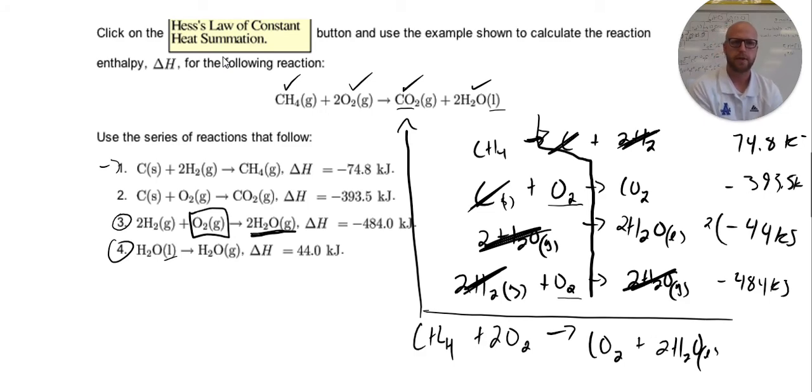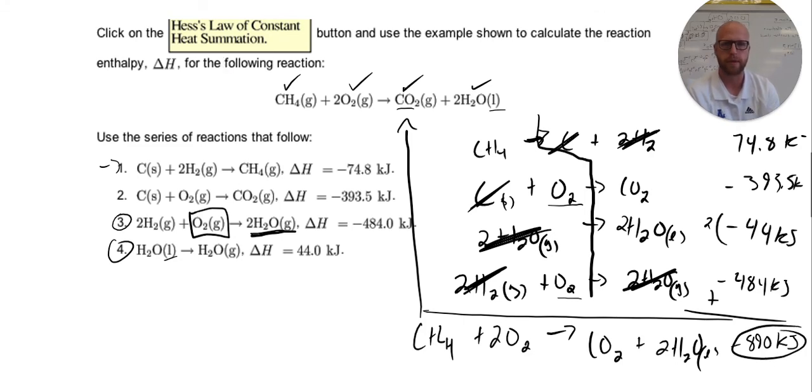Does my target equation match? Yes. Since I can view this reaction as a summation or combination of all of these different reactions, I'm going to add up my delta H's here as well. When I do that, put that in my calculator, I come up with negative 890 kilojoules. So there's my change in enthalpy.